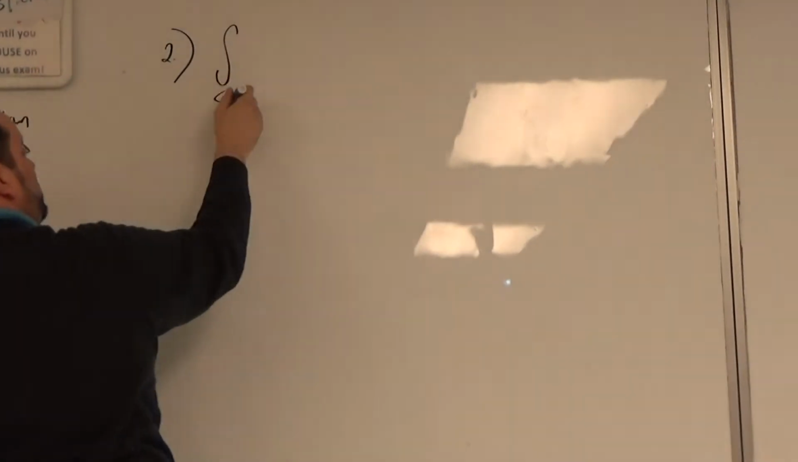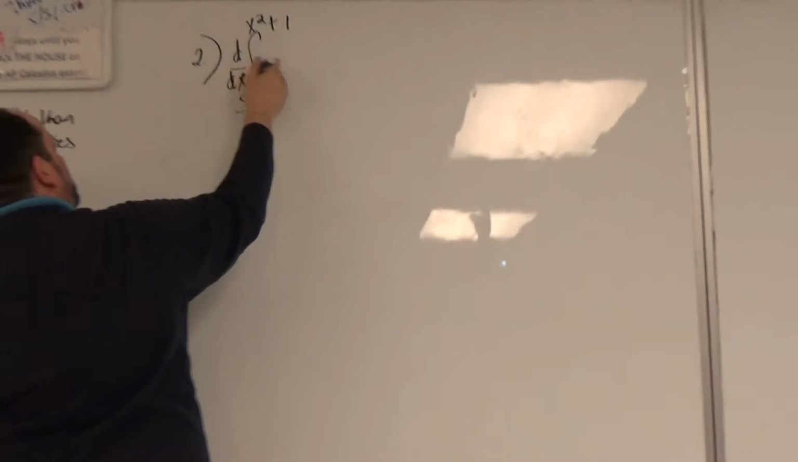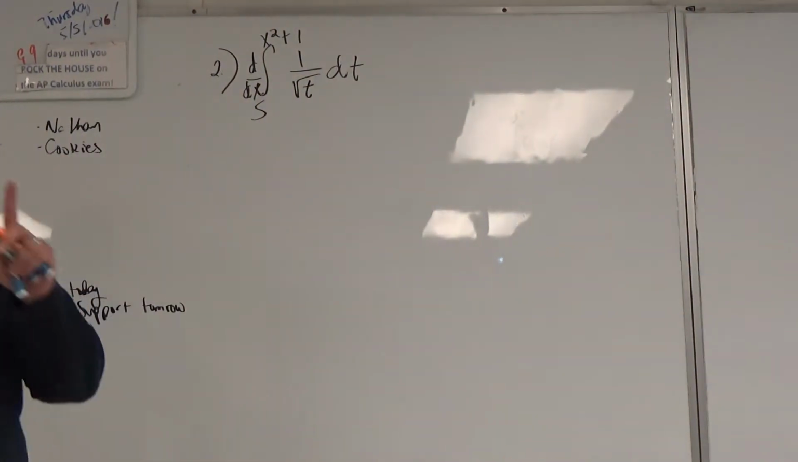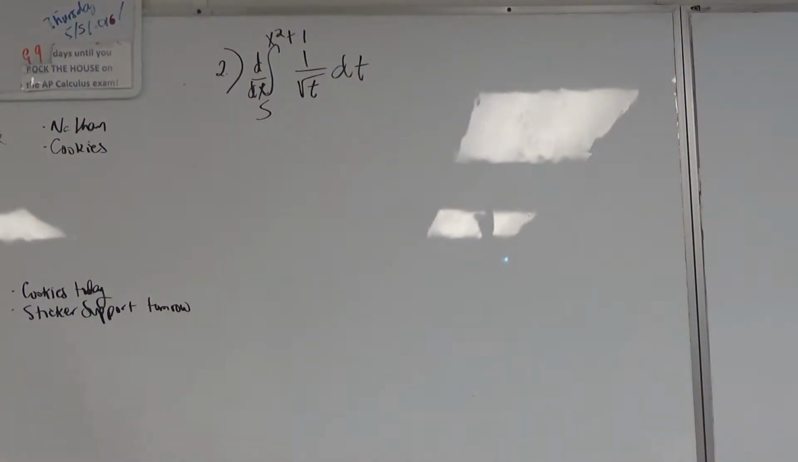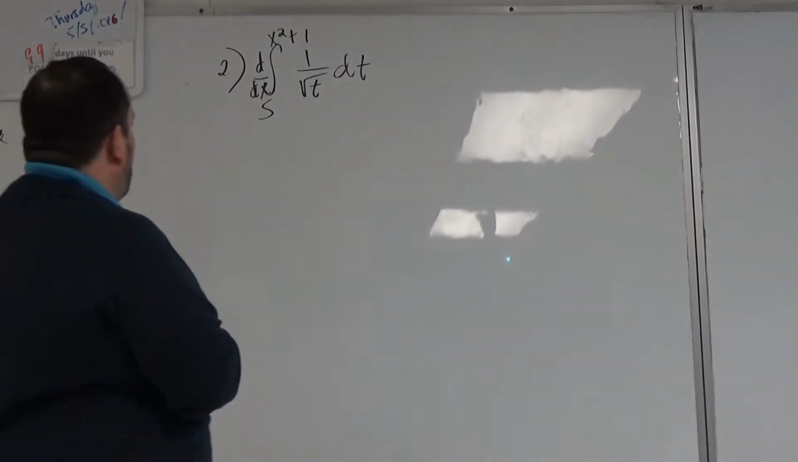Okay. All right, so number 2, we're doing an integral from 5 to x squared plus 1. And this is not a place where you get to use the second fundamental theorem of calculus, because it's x squared plus 1. That upper limit of integration is not a variable, it's something more complicated. So let's run through the process. Let's do all the things. Where do we start?